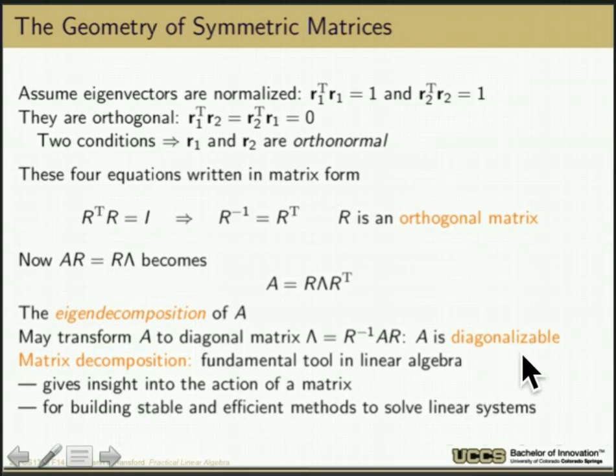This idea of a matrix decomposition is a fundamental and useful tool in linear algebra. It gives insights into the action of the matrix, helps us understand what it's going to do, and it's also part of how we can build some very efficient methods for solving it. When we want to find the eigenvectors of really large dimensions, we don't even necessarily find all of them. We can just use this diagonalization property to find some of them.